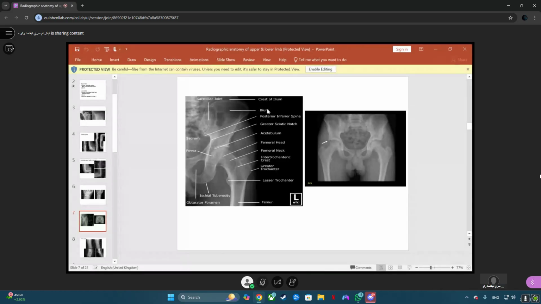Next, coming to the lower limb, you are seeing here. What do you call this joint? This is called the hip joint. The hip joint is between the innominate bone, or the hip bone, and the femur. This is the innominate bone, and this is the femur.